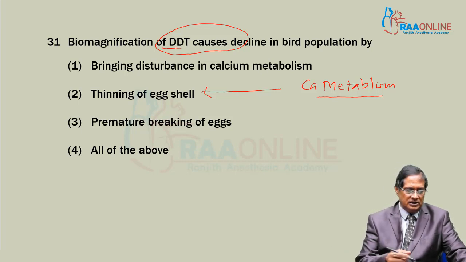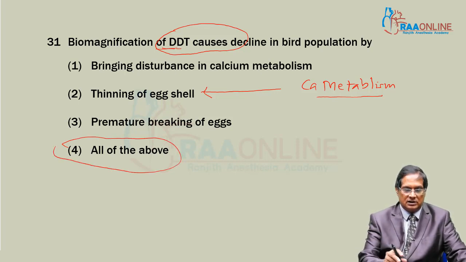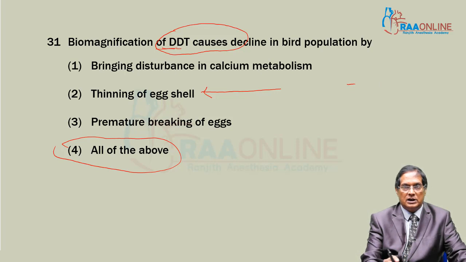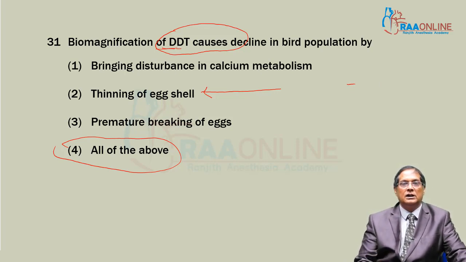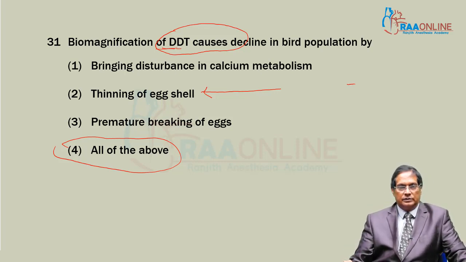So all these are correct, I think. Entire metabolism is disturbed actually. Thinning of eggshell, disturbance in the calcium metabolism, premature breaking of the eggs if the eggshell is thinning. So question number 31, answer is 4.